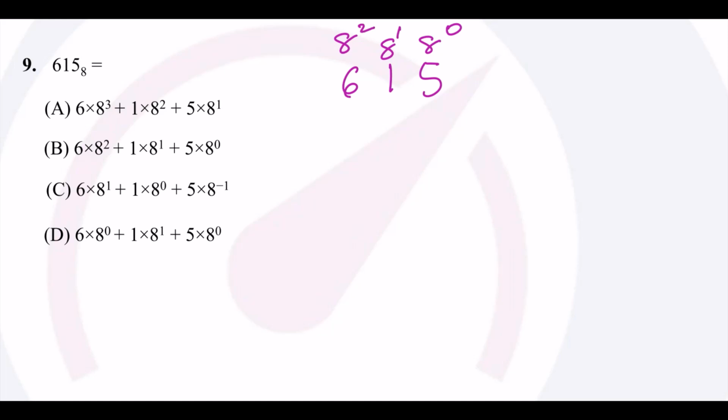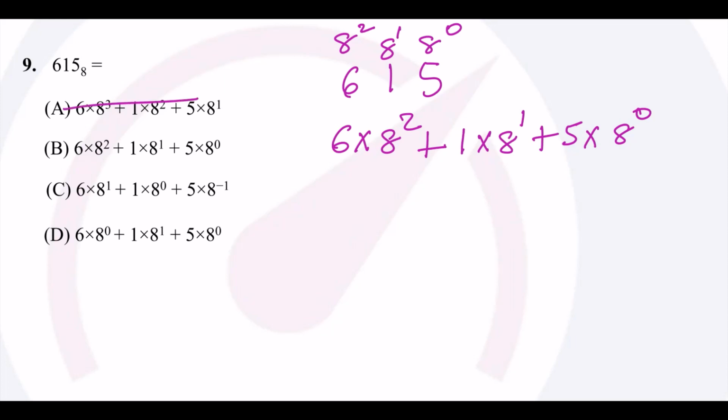Based on the answer, they're not asking for the value, they're asking for the workout here. So we can see it's going to be 6 multiplied by 8 squared plus 1 multiplied by 8 to the power 1 plus 5 multiplied by 8 to the power 0. And that matches, let's see what it matches. So our best answer is B.